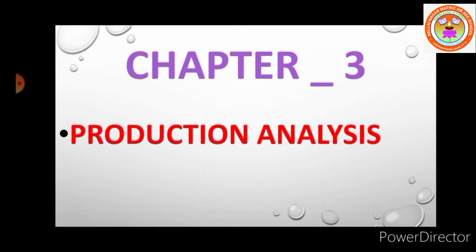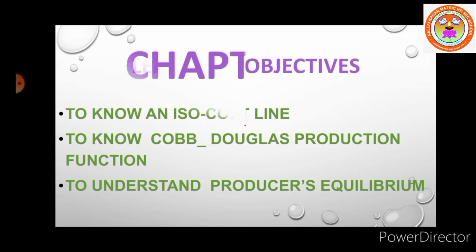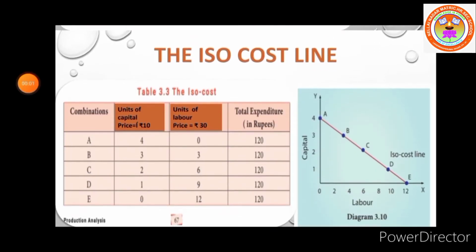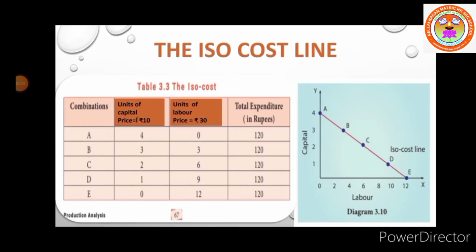Today in economics, I am going to continue the same lesson 3, production analysis. Learning objectives: to know an ISO cost line, to understand producer's equilibrium, and to know the Cobb-Douglas production function. First, let us see the ISO cost line.